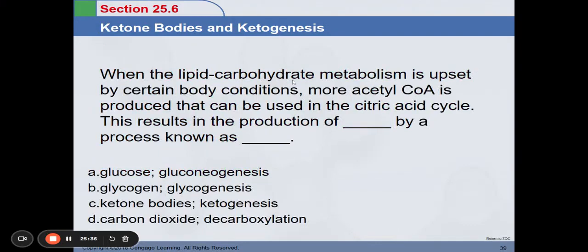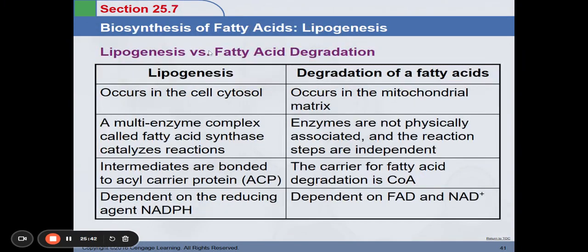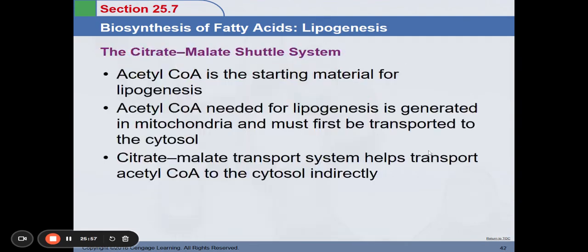So you can answer this question again. The correct answer for this one is letter C. Next, lipogenesis versus fatty acid degradation. We have lipogenesis and we have degradation of your fatty acid. Lipogenesis occurs in the cell cytosol, while the degradation of fatty acid occurs in the mitochondria. And the rest are its differences.